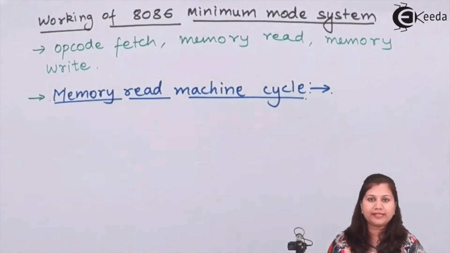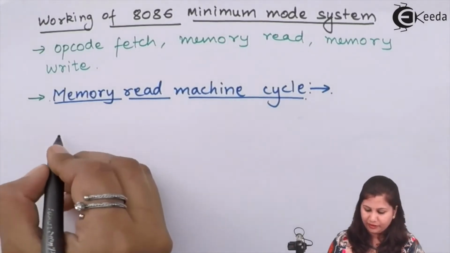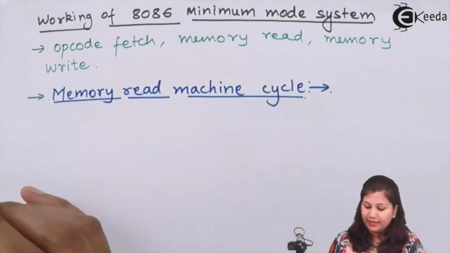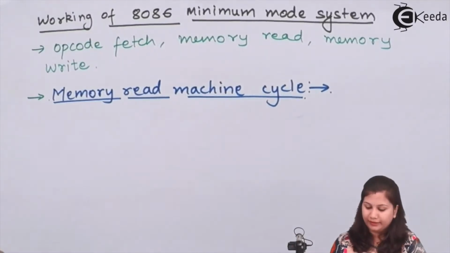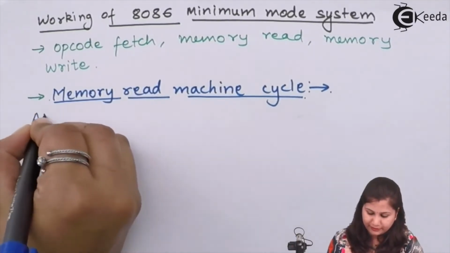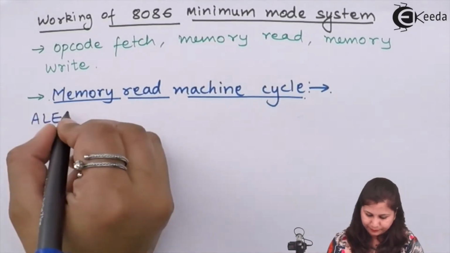So the machine cycle is in response to the clock cycle. So we have here the clock pulse. Then this memory read machine cycle is started by the address latch enable signal, that is ALE.